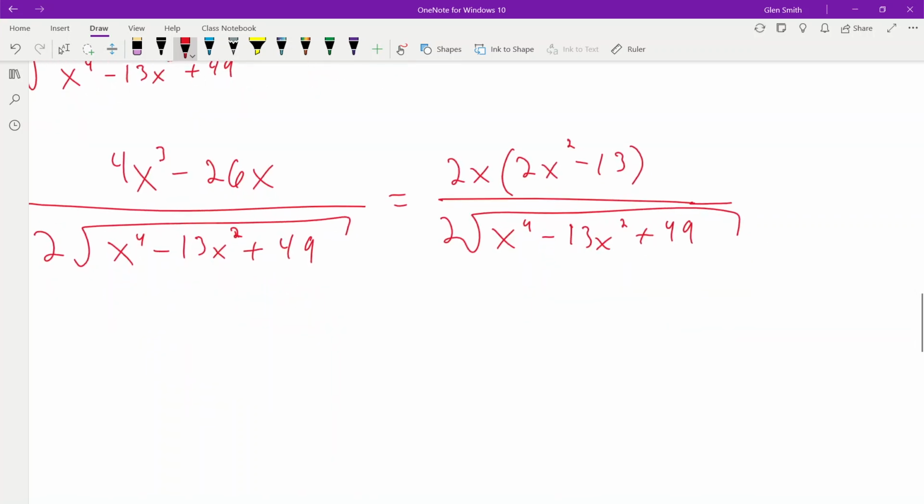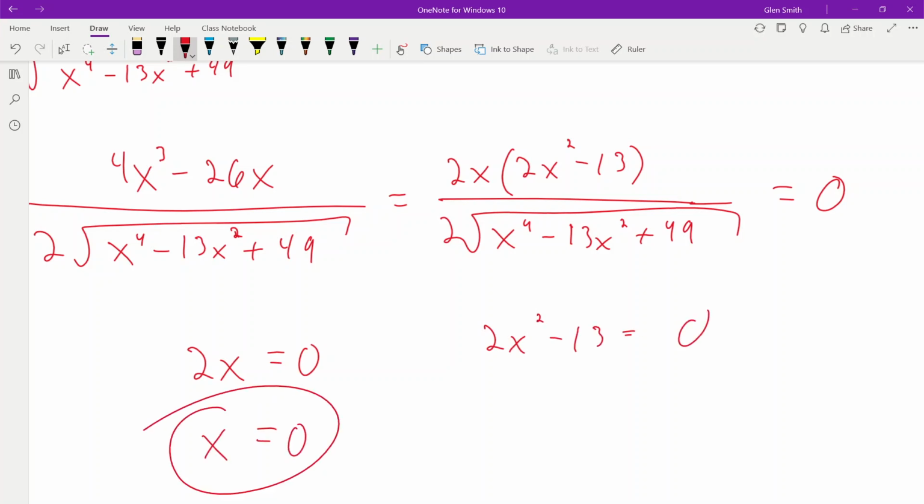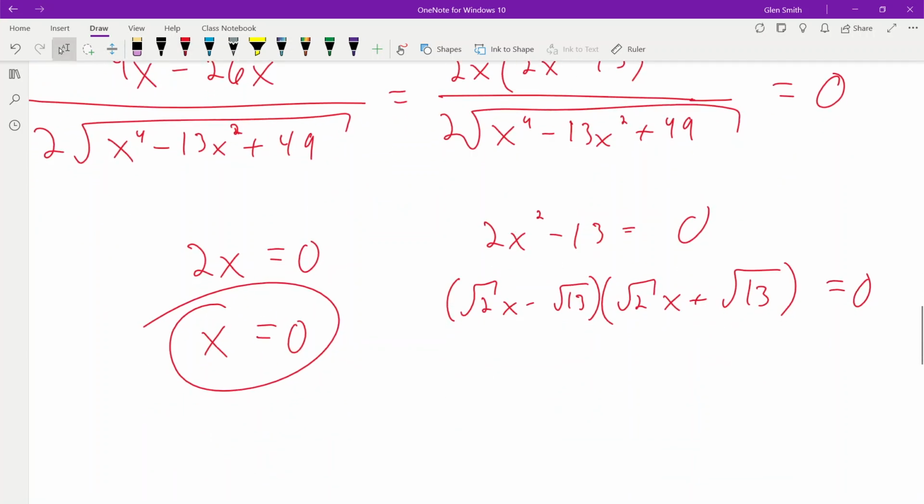So you get either, everyone understand what we're doing here? 2x is 0. We need this to be 0, right? Either 2x is 0 or 2x squared minus 13 is 0. This yields x equals 0. And this over here yields, so you can factor this like a difference of 2 squares. It factors like this. That's like the conjugates, okay? That's how that factors. But you can also add 13, divide by 2, and take the square root. Either way, you're going to get plus or minus the square root of 13 halves.